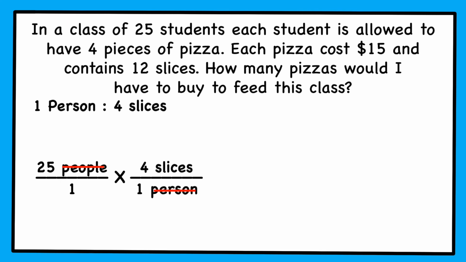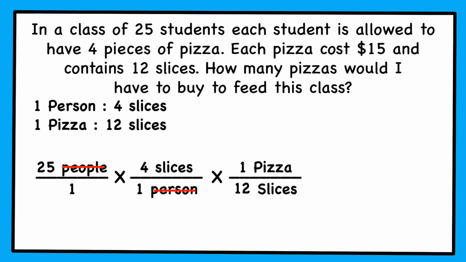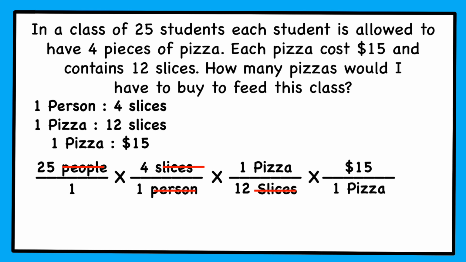Now, let's use the relationship between slices of pizzas and total pizzas. We know there are 12 slices in 1 full pizza. In order to cancel out slices from our prior relationship, we need to use the relationship of 1 full pizza over 12 slices. Now, my last relationship will determine the cost. We know that the cost is $15 per full pizza. In order to get the pizzas to cancel out, I would have to use the relationship of $15 over 1 pizza.